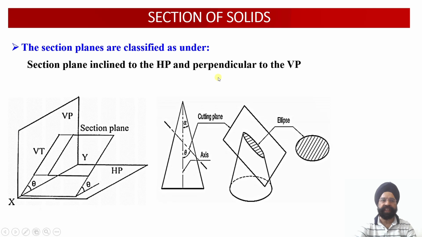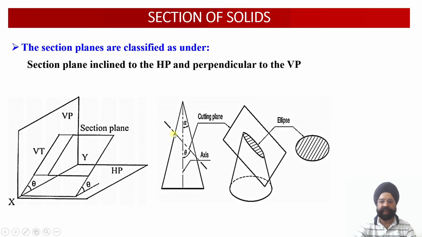So this lecture is regarding the solid which is being cut by a section plane which happens to be inclined to the horizontal plane and perpendicular to the vertical plane. That is, here we have an auxiliary inclined plane, that is, the nature of the cutting plane is AIP. So this cutting plane happens to be inclined to the horizontal plane at an angle theta, whereas this cutting plane is also perpendicular to the vertical plane.